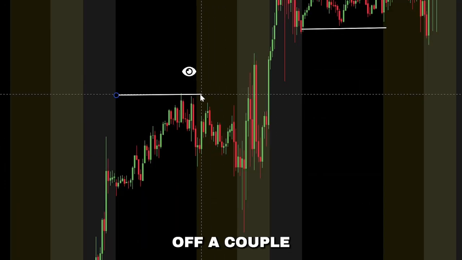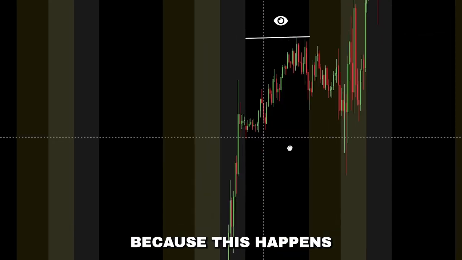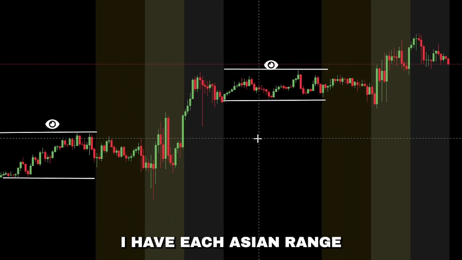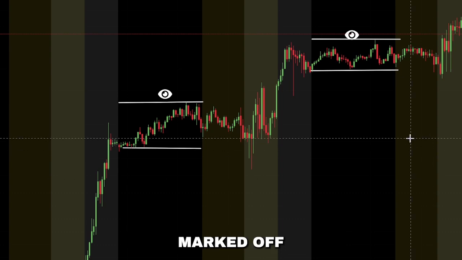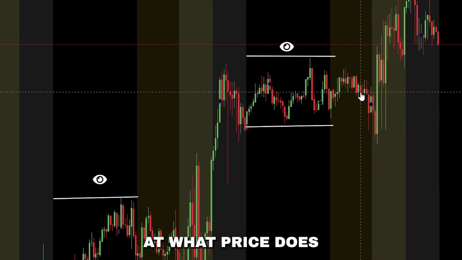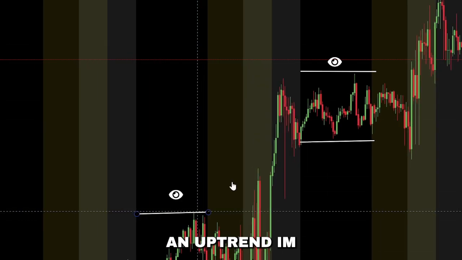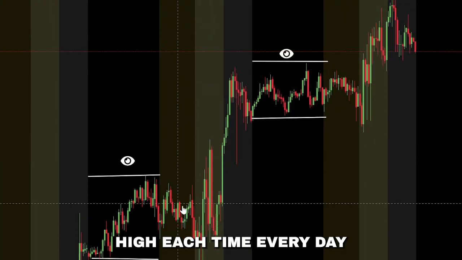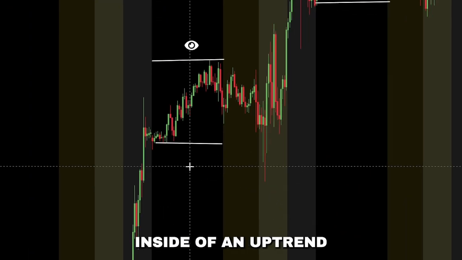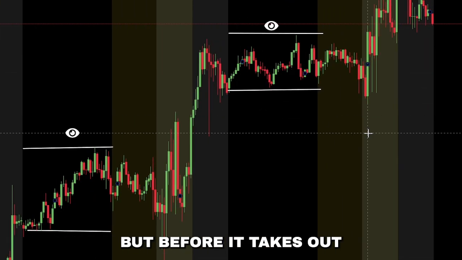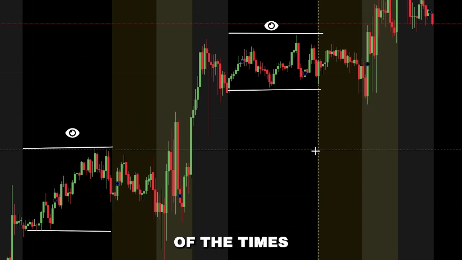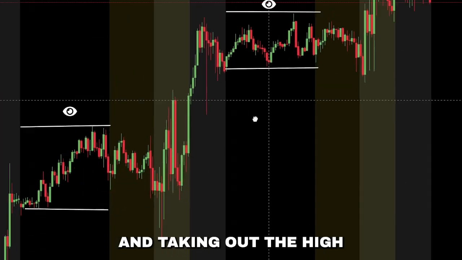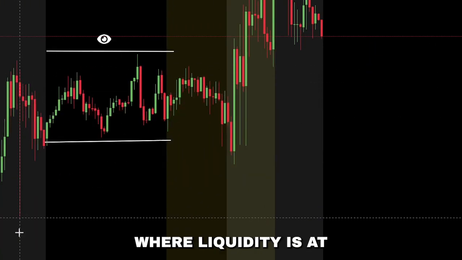So I'm gonna mark off a couple just so that you guys can see, because this happens almost every single day. So as you guys can see, I have each Asian range marked off. So look closely at what price does on each day. Since we're in an uptrend, I more so expect price to take out an Asia high each time, every day, just because we are inside of an uptrend. But before it takes out the high, we see that a lot of the times price will take out Asia low before going higher and taking out the high. So that is where liquidity is at.